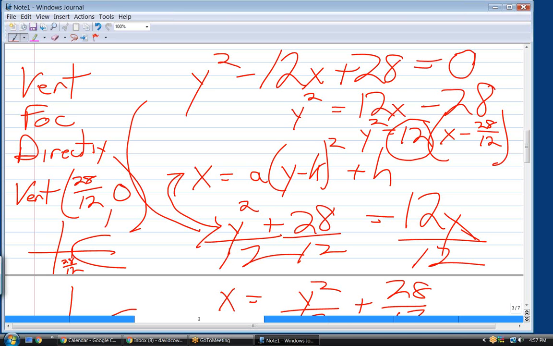Now, does that parabola fit our equation? Well, when x is 28 twelfths, we have 0. And that's exactly what we want, is y to be 0 when x is 28 twelfths. As x goes positive, y squared is both positive and negative. In other words, if we solve that for y, we get plus or minus. So that's the vertex.